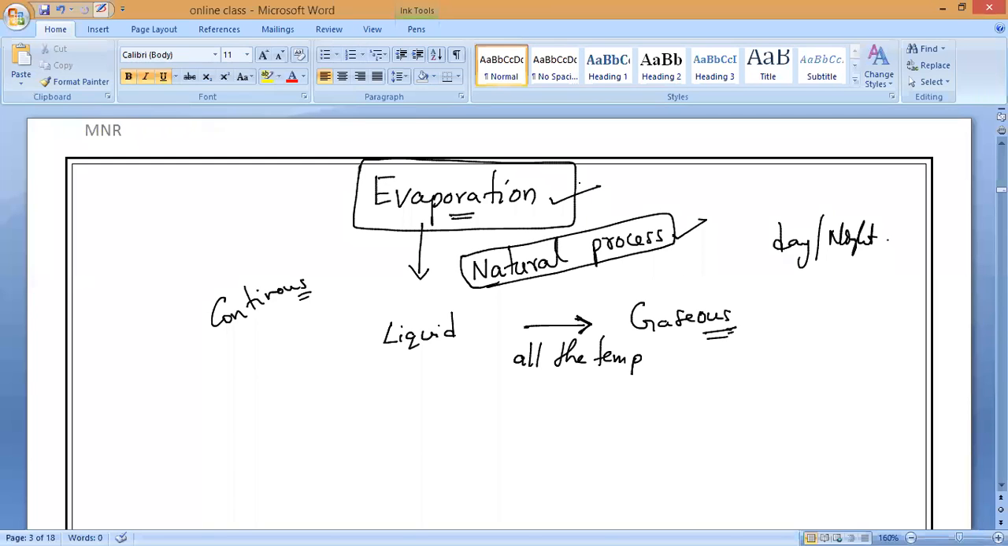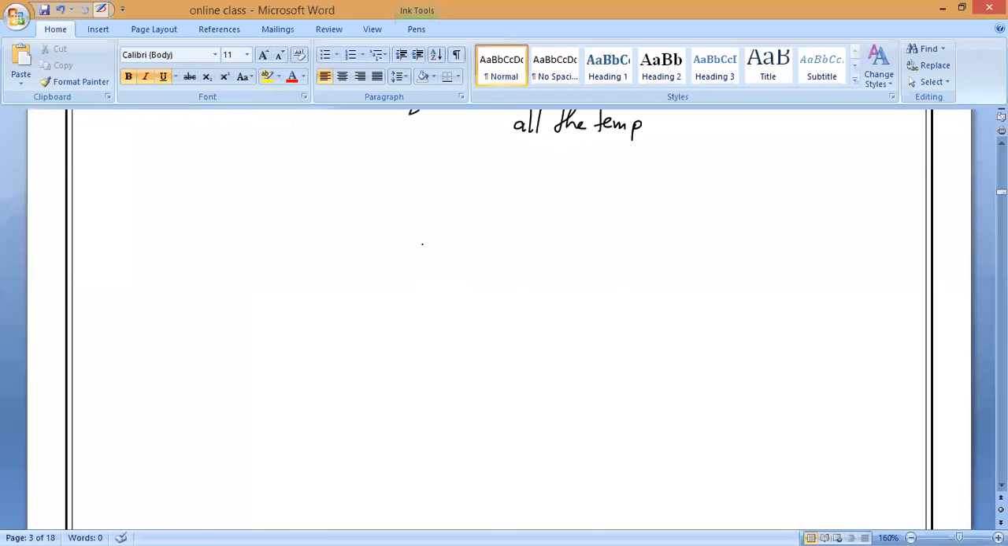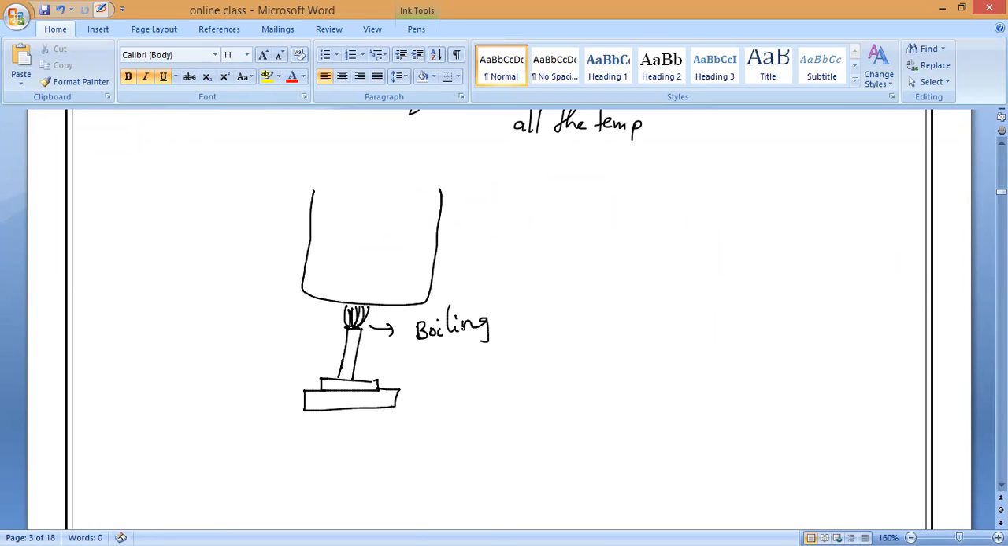Yes or no, guys? Now, as I told you in the last class, does evaporation take place only at the top of the liquid or throughout the liquid? Suppose you take boiling. What do we mean by boiling? We are providing external heat. Yes or no? That is what we call boiling. Please respond. Now, by boiling, is it possible to change the liquid completely into gaseous, or will only some amount of liquid change into gaseous?